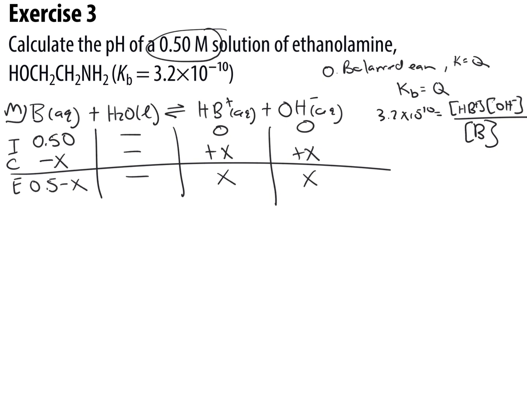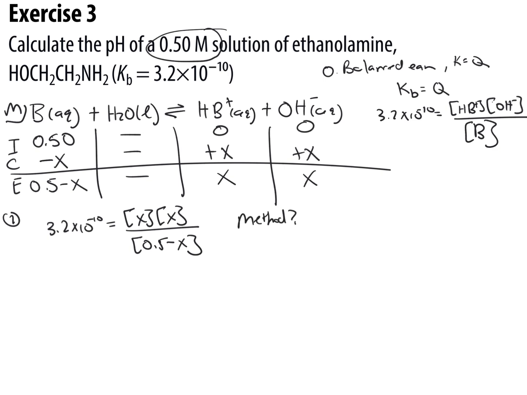Then we're on to step 2, which is to plug into our K equals Q expression and then choose a method to solve. So we'll plug in 3.2 times 10 to the minus 10 is equal to x times x over 0.5 minus x. That's plugging into K equals Q. Now, what method is going to be best to solve here?